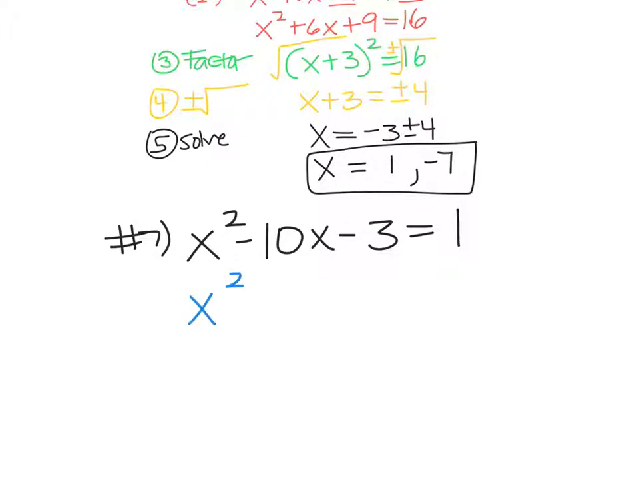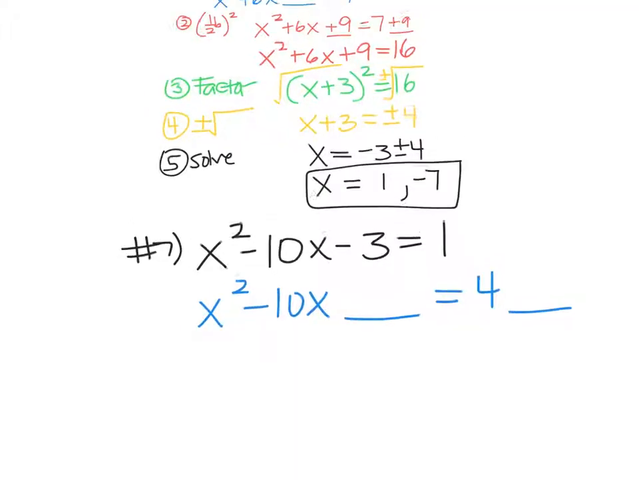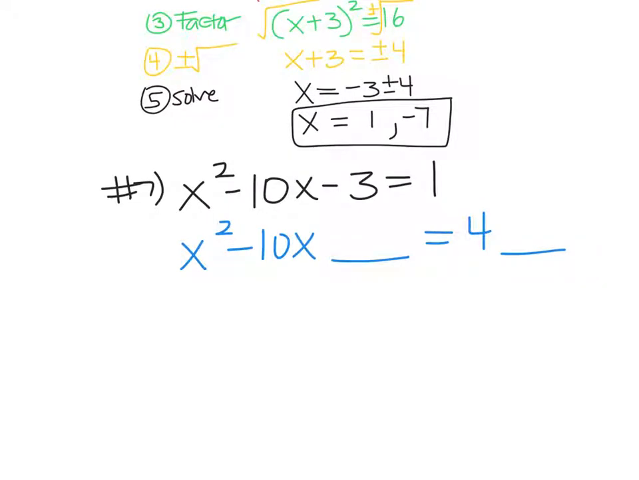So I get x squared minus 10x. Remember, leave yourself a little blank here. Equals 4. And you can even put a blank there too because you're going to have to add to both sides. Just to remind yourself. So that's step number 1. Step number 2 is completing the square step. You have to take half of negative 10 and square it, and you're going to add that number to both sides.